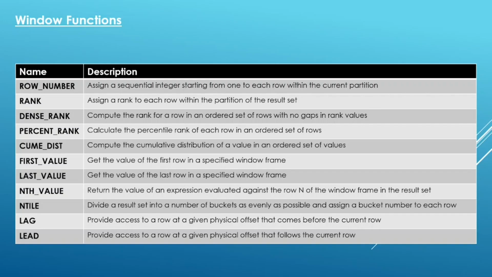Then comes percent rank, or percentile rank. It provides a percentile rank of the rows in a given window. Cumulative distribution provides a cumulative distribution value for a given window. First value, last value and nth value output the first row, last row and the nth row of the specified window frame. Ntile divides the total data into n number of buckets and provides the bucket number for each row. Lag and lead functions.